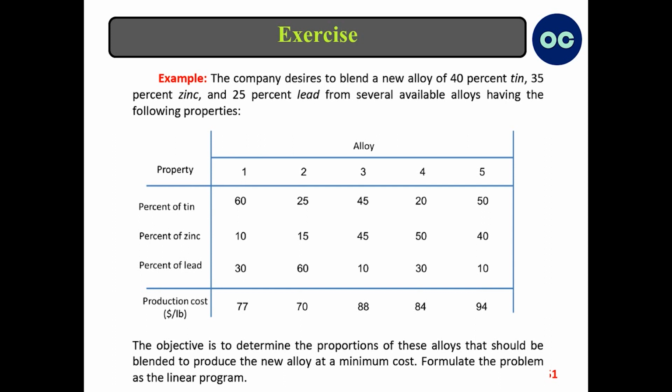A company wants to create a new alloy consisting of 40% tin, 35% zinc, and 25% lead. To achieve this, they have access to several available alloys that have specific properties as follows in this table. Model the problem to minimize the total production cost for producing the new alloy.